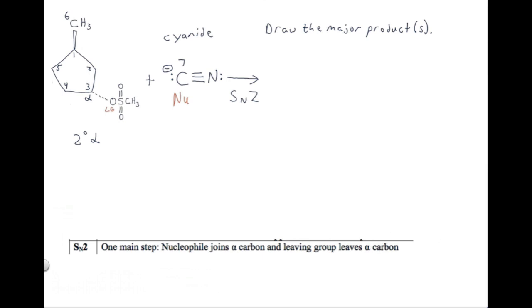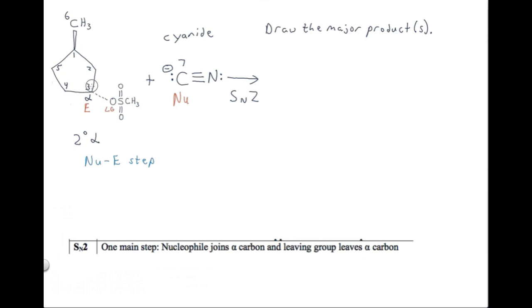So we know that our step here is going to be a nucleophile-electrophile step. And we can continue to assign our roles. We've already assigned nucleophile and leaving group. We know the alpha carbon will be the electrophile.